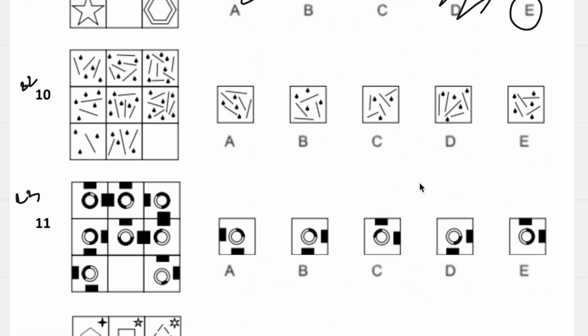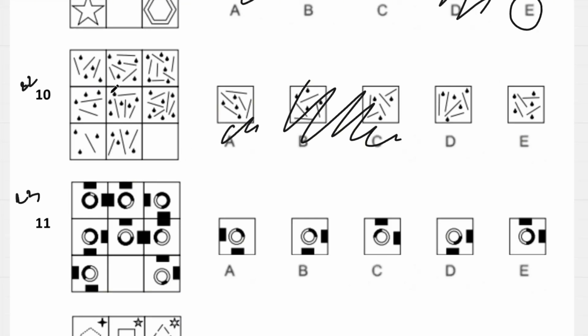Question number 22. We can see 4, 5, 6, 5, 1, 2, 3, 4, 5, 6, 7. So we're adding dots each time. 1, 2, 3, 1, 2, 3, 4. Need one with 5, so not A. 1, 2, 3, 4, 5. So we're between D and E.